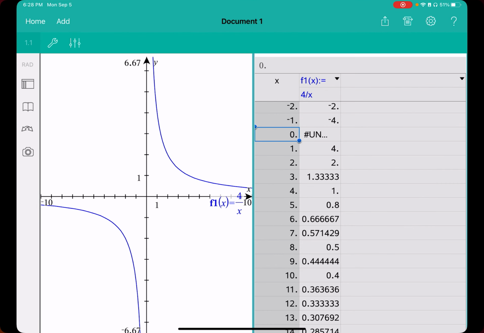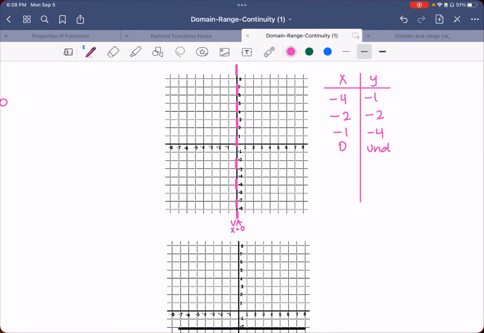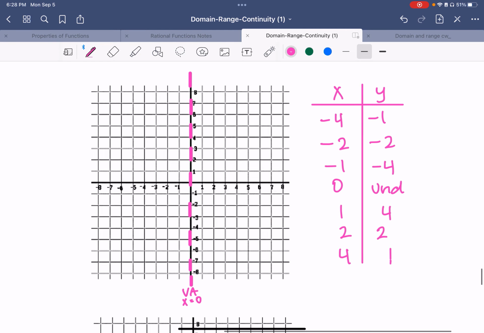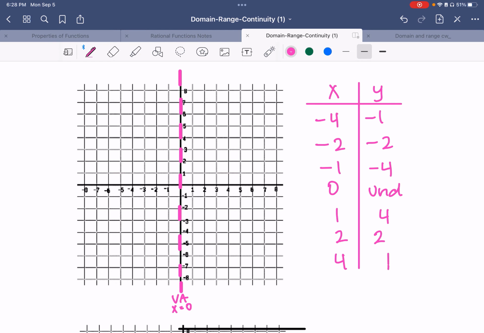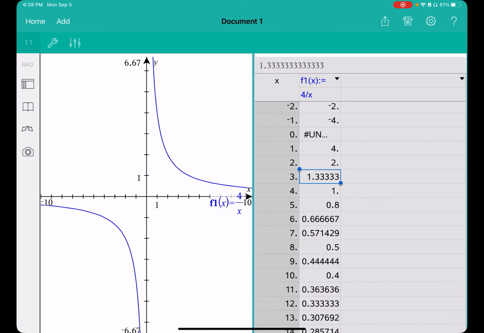And then, let's see. So at 1, 2, and 4, I'm going to skip 3 again because of that decimal thing. But 1, 4, 2, 2, 4, 1. So there are some points that now I can use to sketch the graph. So negative 4, negative 1, negative 2, negative 2, negative 1, negative 4, 1, positive 4, 2, 2, and 4, 1.